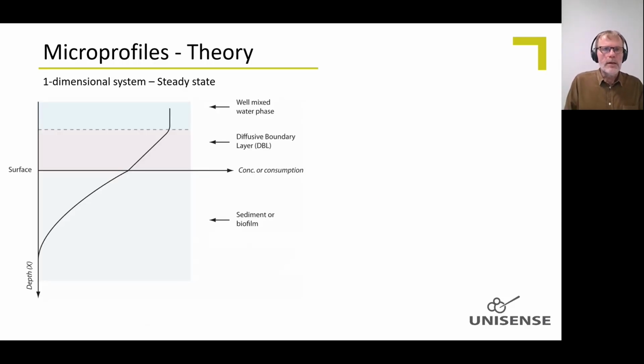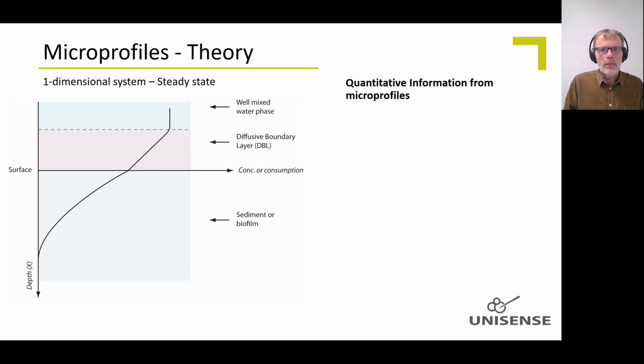A little bit more into detail. So this is a one-dimensional system. I've shown an oxygen profile here. We have a well-mixed water phase here. This part here is the diffusive boundary layer, and then we have a sediment or biofilm consuming oxygen in here.